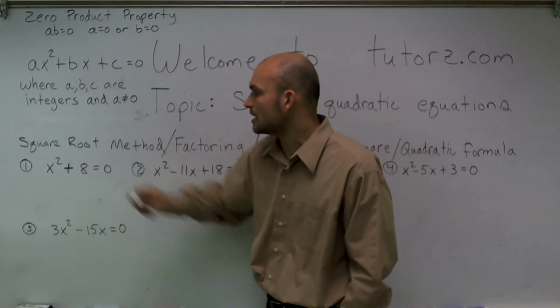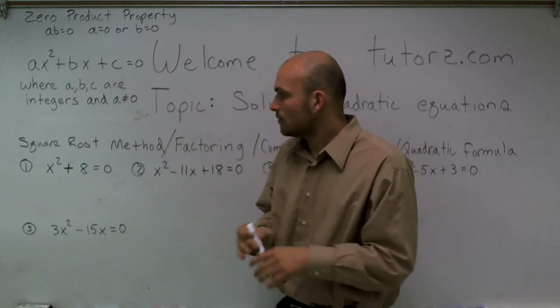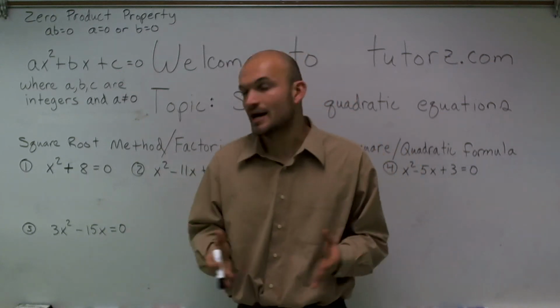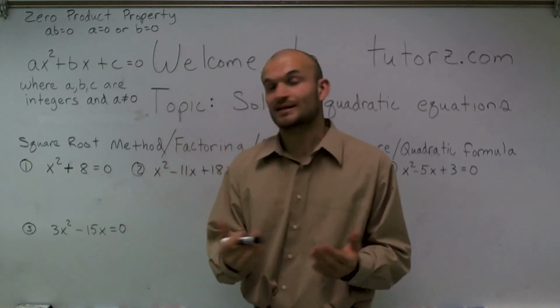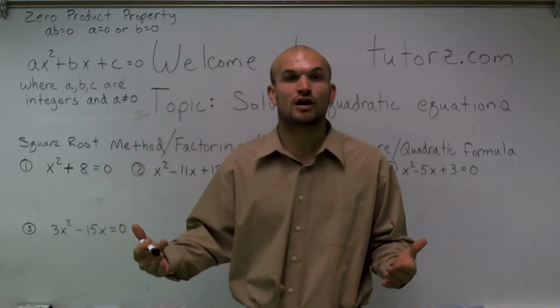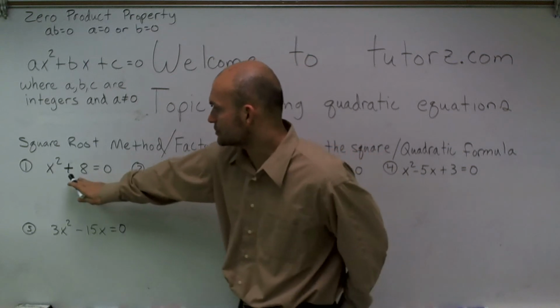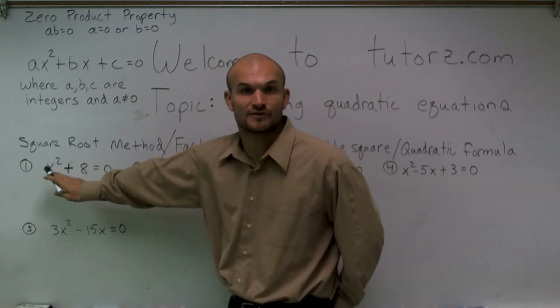So for the first one, which we call the square root method, what you're going to do is isolate the variable. Now, a lot of students like this method a lot because it reminds them of solving linear equations. What you're going to do is get your x squared by itself. You're going to isolate it.